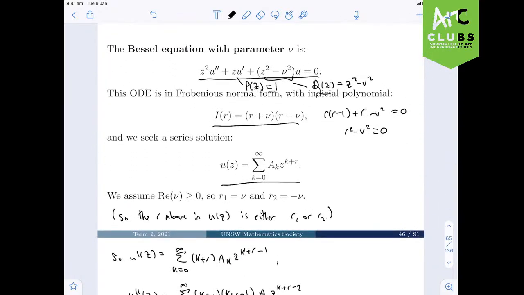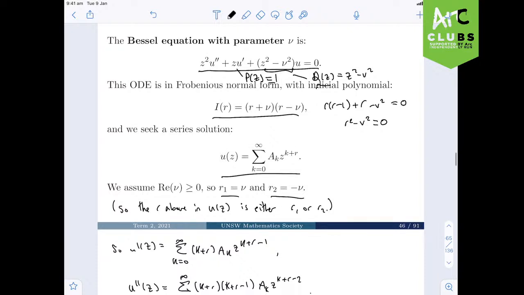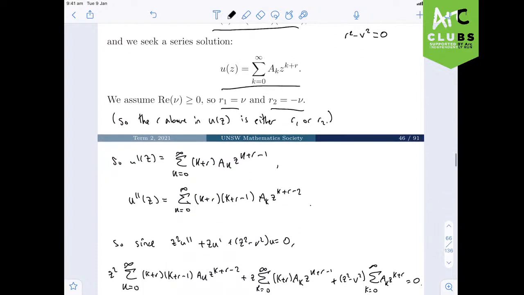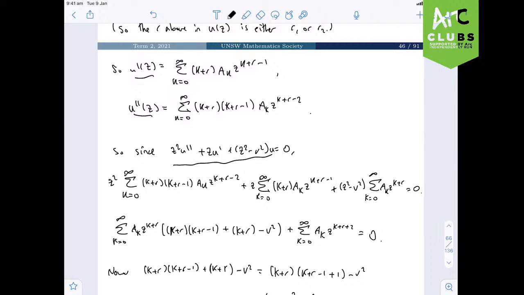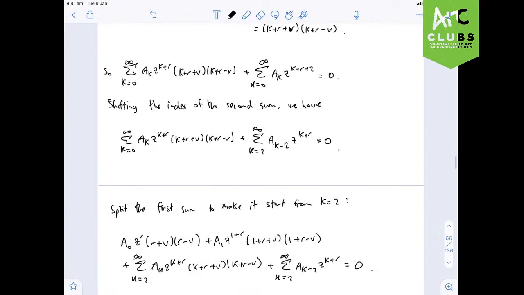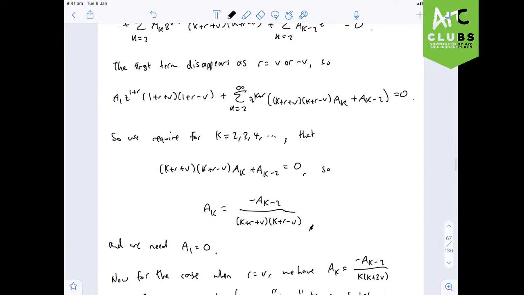Now let's just assume that the real part of nu is greater than or equal to 0, so r1 is nu and r2 is minus nu. Like, they're the solutions. I'll just quickly skim through this because it's just using the power series methods we did even for the non-singular case. It's really similar. We just have to find the derivatives and put them into the original ODE, and after a lot of simplifying, we get a recurrence relation, just like the one we found in a previous example.